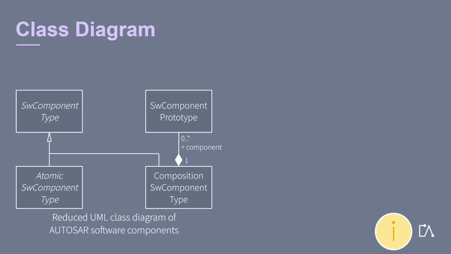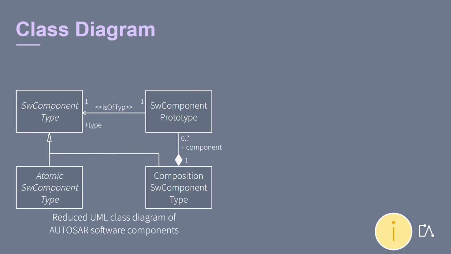A prototype can only exist as part of a composition. The class software component prototype is the instantiation of the class type. Every prototype has an attribute type, which defines which type of software component it instantiates.